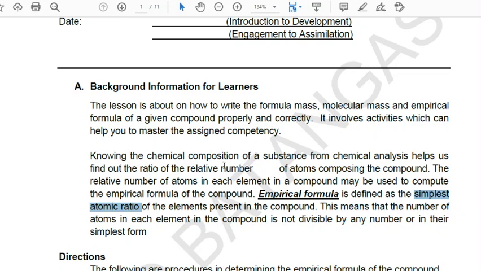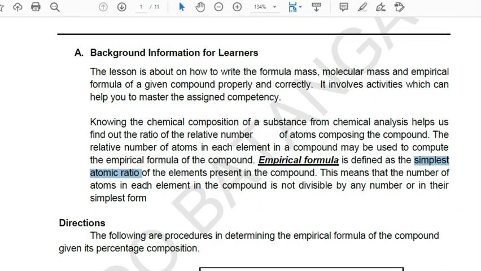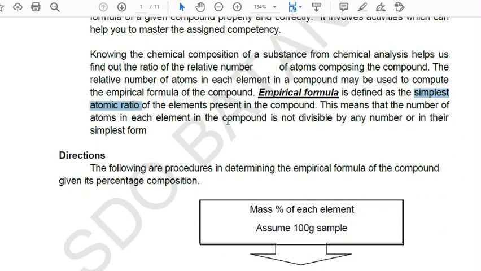That's empirical formula. If you still see numbers that can be divisible by any other number in the ratio, it is not the empirical formula. We'll try to look for that later. These are the procedures on how we can get the empirical formula of a compound.